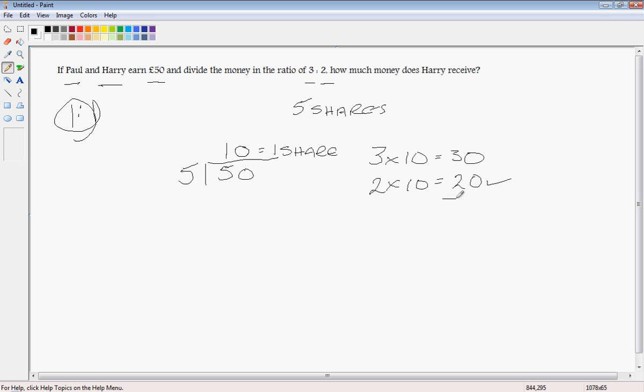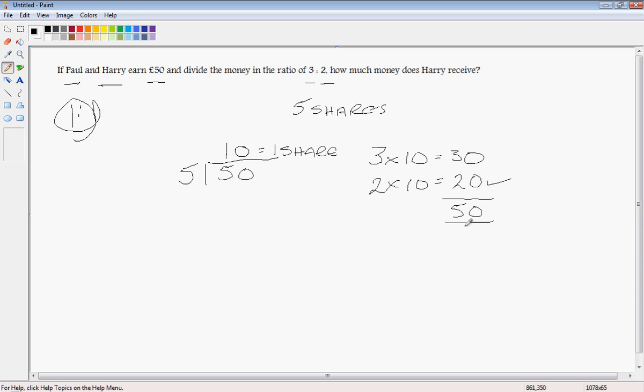But if we need to do a double check on this or prove that this works, then if I add the money that Harry and Paul each receive, then it should take me back to the original amount. Now we can see that 30 plus 20 does equal the £50 that they started with.